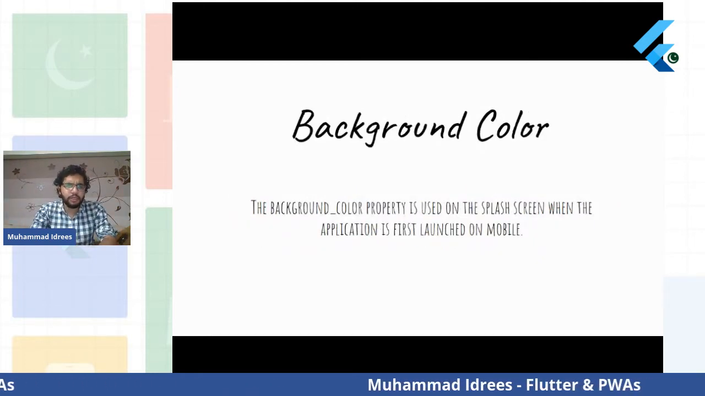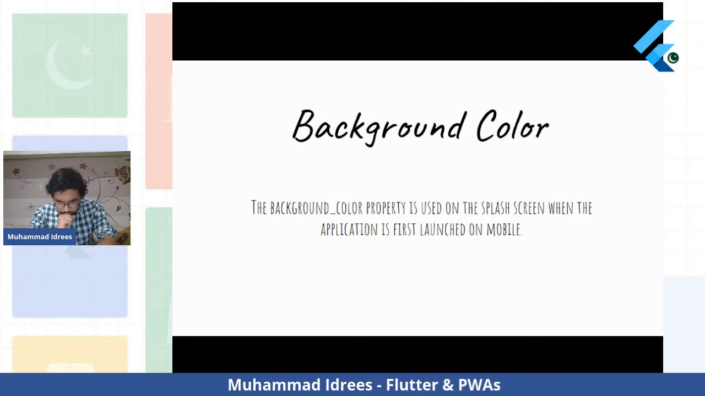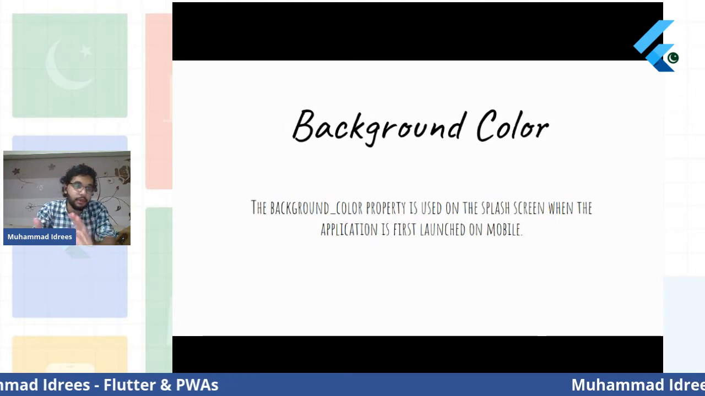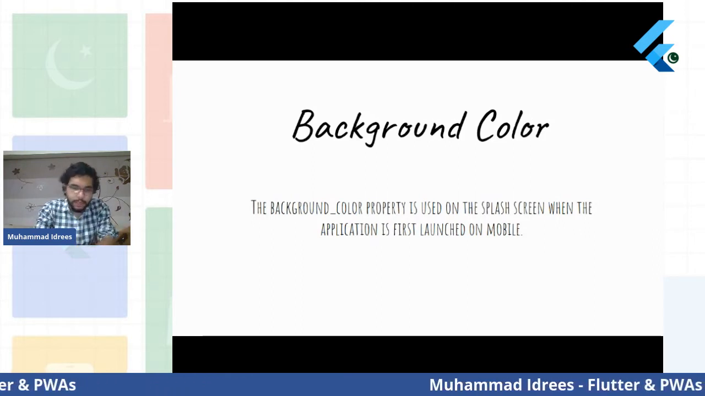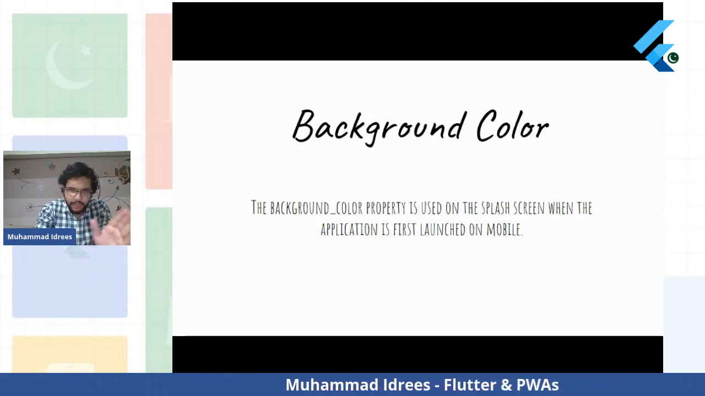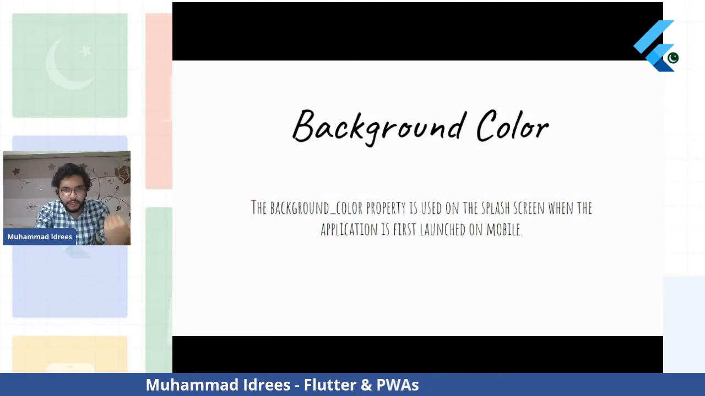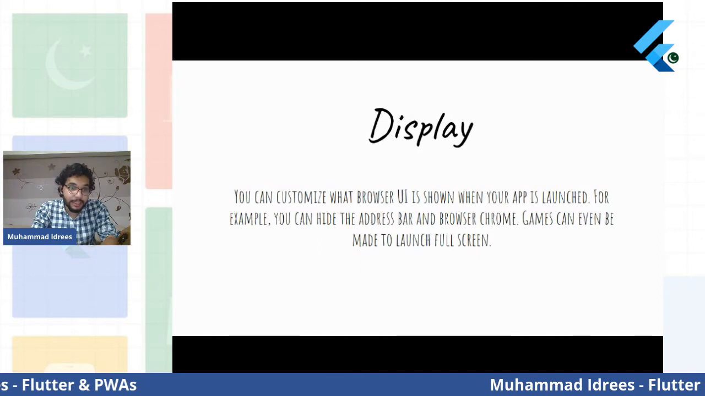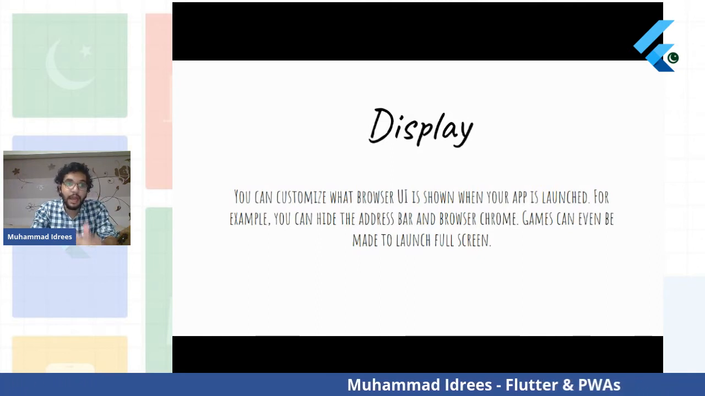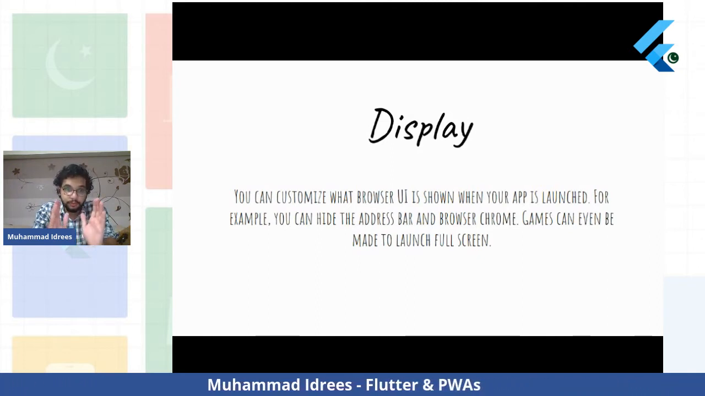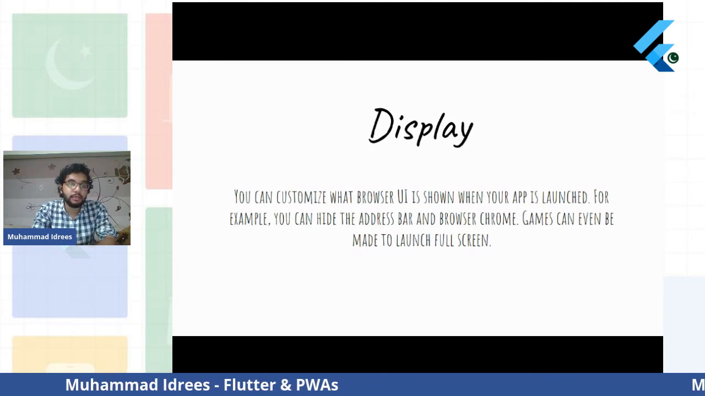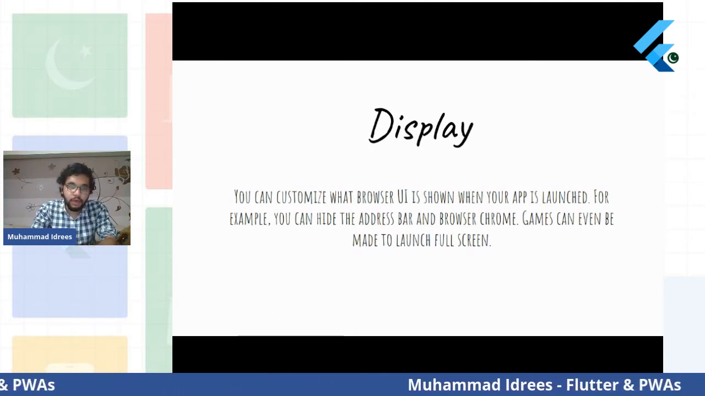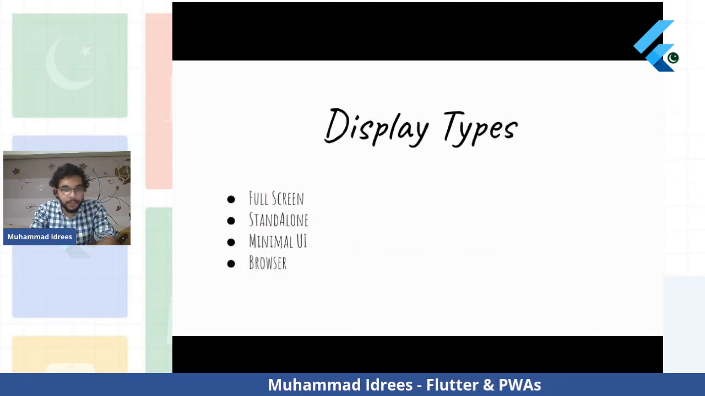The background color is the color property that defines the color of the splash. I'm going to get to the splash in a minute, but for now, just get that the background color is the background color used for the splash. Now, the display is the property that defines how a PWA should look on your device. There are basically four types of displays.